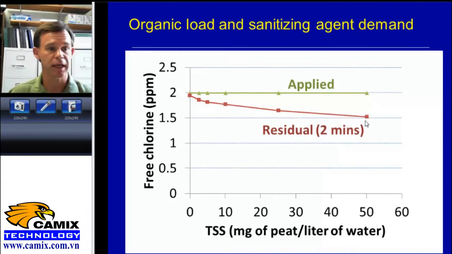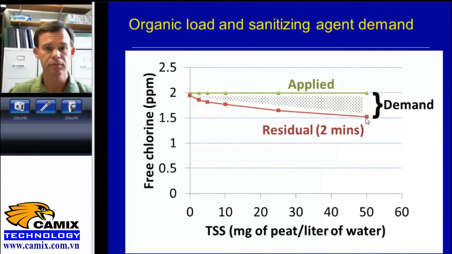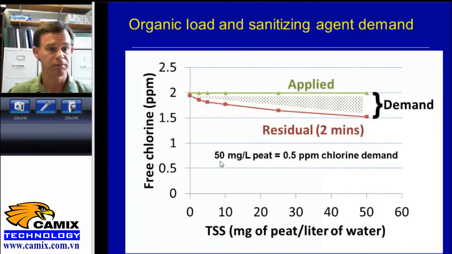This was work done in my lab by Gavin Mohammed-Poor, and the difference between the applied concentration and the residual is the demand. So we could say, for example, for peat, that if we have 50 milligrams per liter of peat in the water, we'd have a 1/2 part per million of chlorine demand. So if we had that amount of total suspended solids, where you take all the particles and dry them down, we had 50 parts per million. We wanted 2 parts per million of residual chlorine, we'd need to apply 2.5 parts per million of the injector.